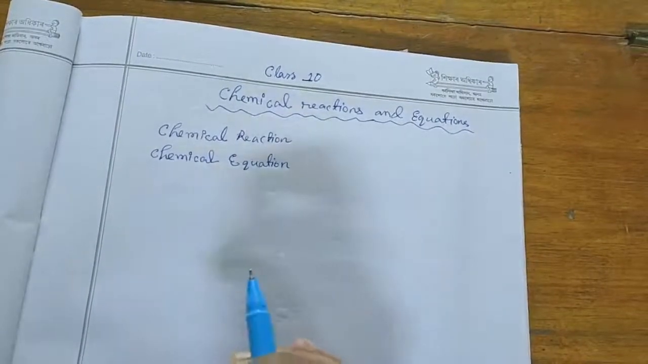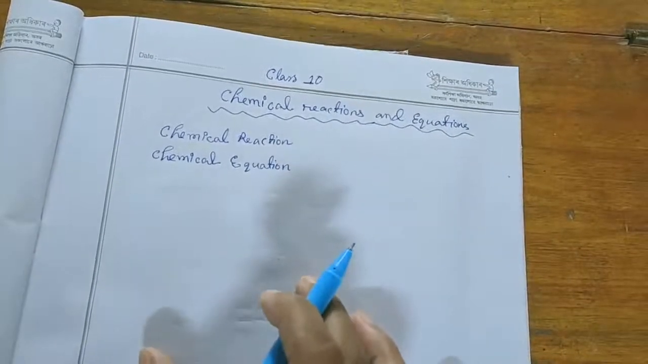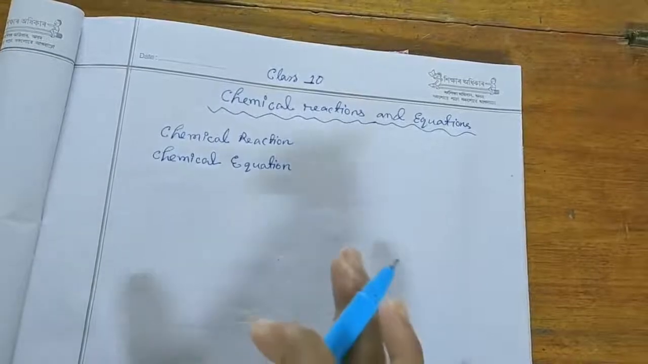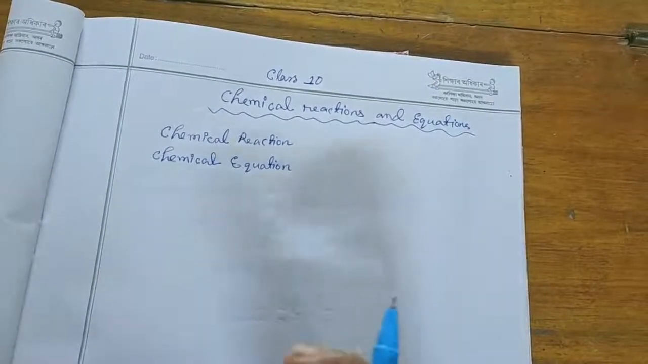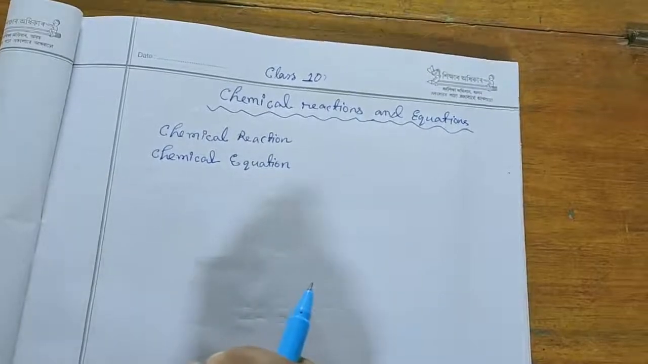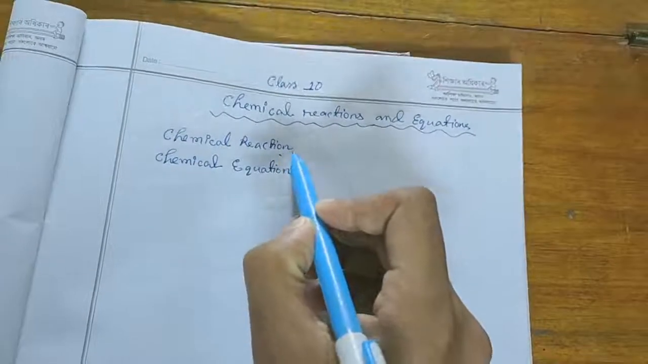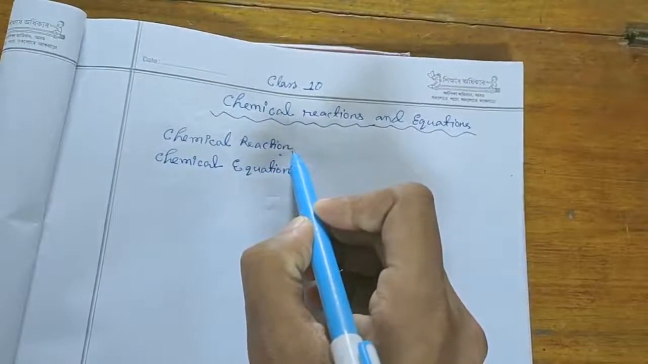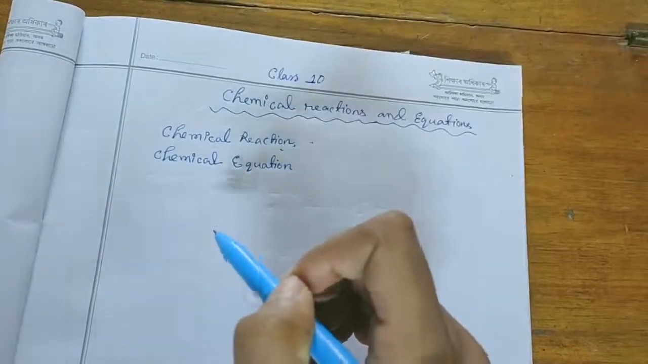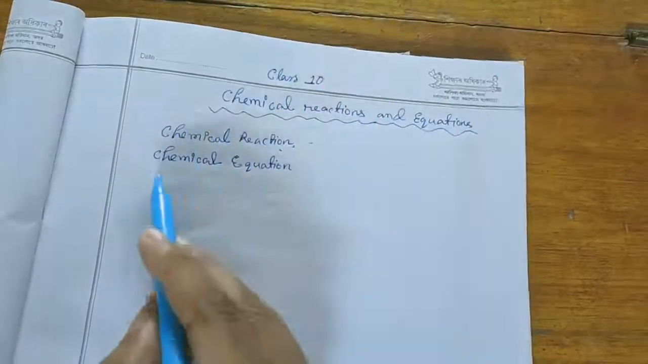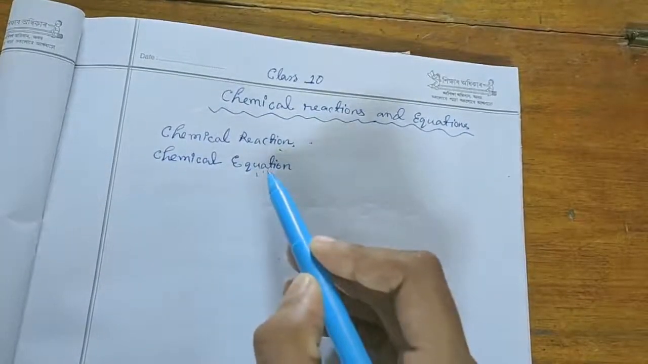For example, iron gets rusted, no? Rusting of iron is a chemical reaction. Then food gets digested in our body. This is a chemical reaction. So whenever a chemical change, not a physical change, occurs, we can say that a chemical reaction has taken place.